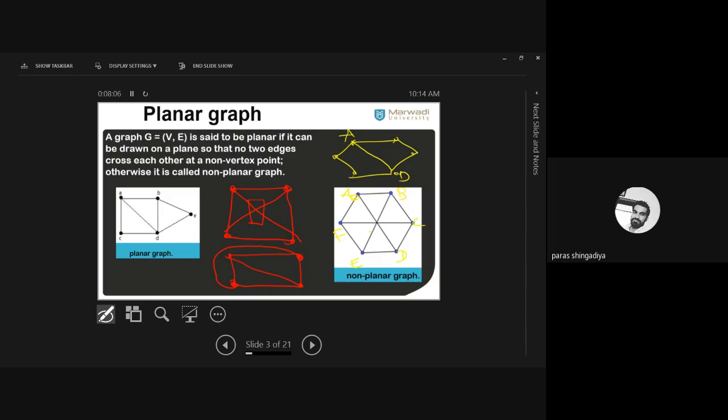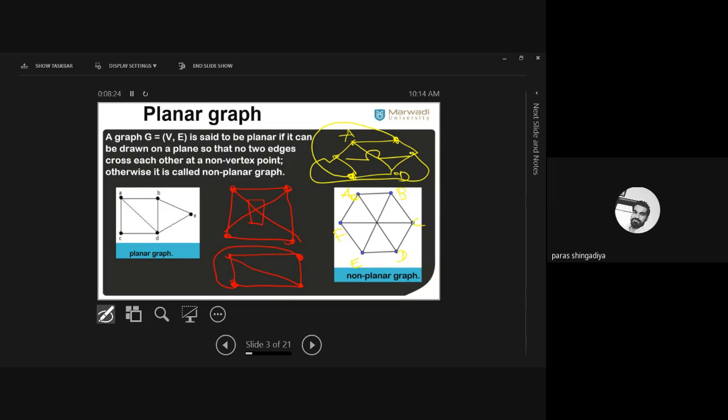Between the C and F. Okay, let's connect this by the outside. Clear? And still one connection is remaining between C and F. If we connect it inside, it will be crossed with the inside edge. And if we connect it to the outside, it will be crossed with the outside edge.